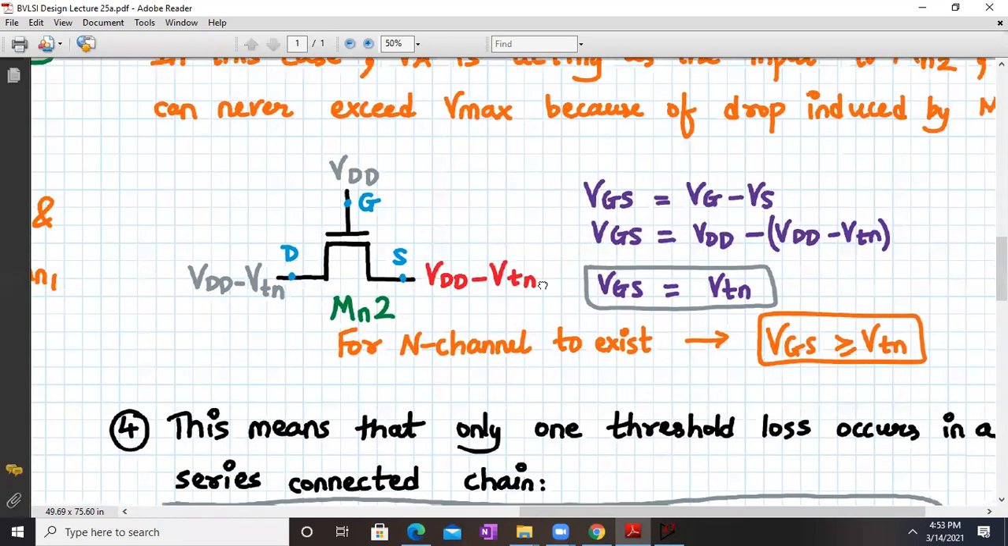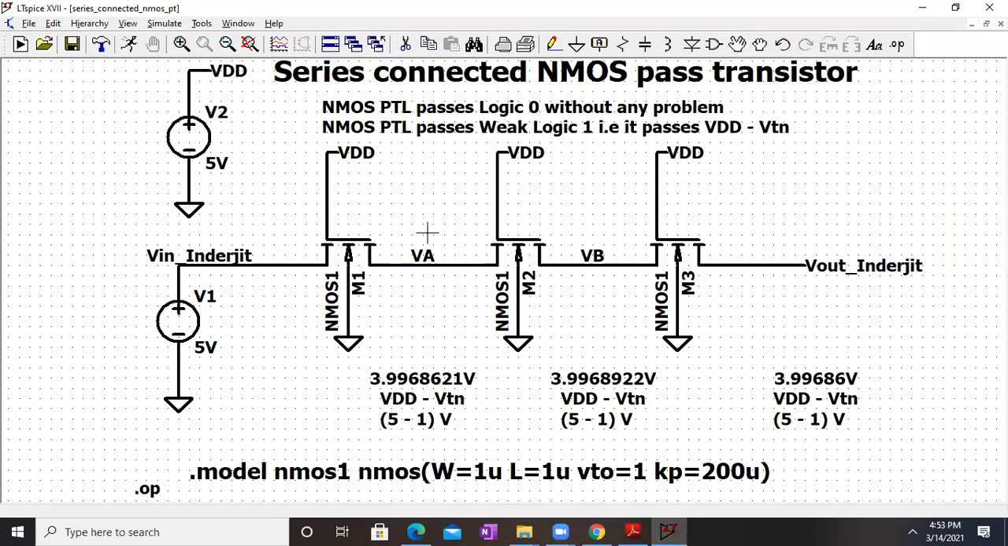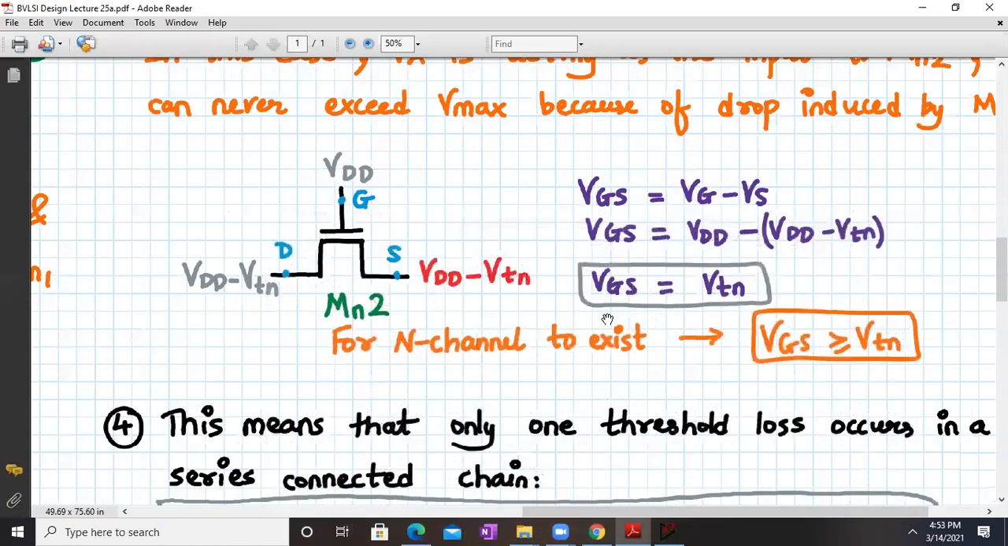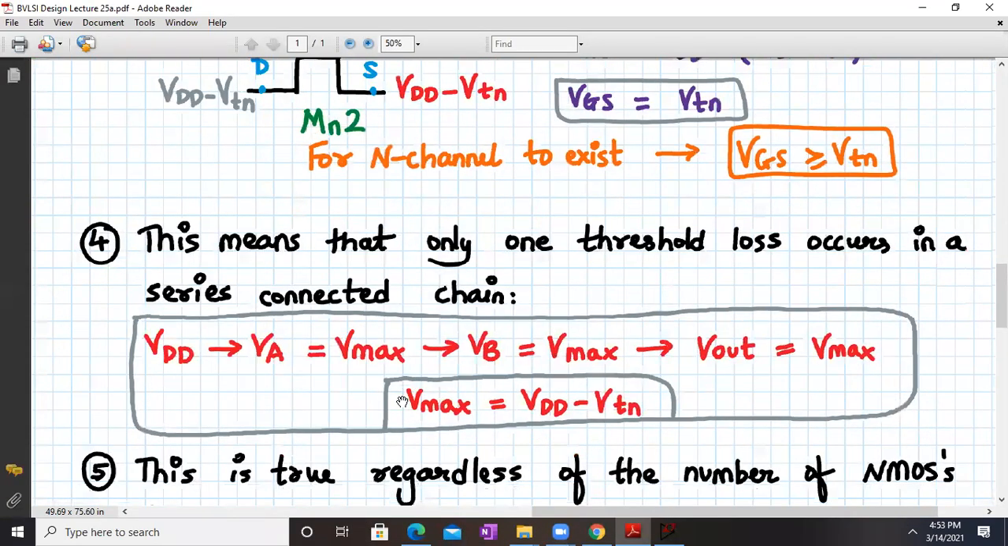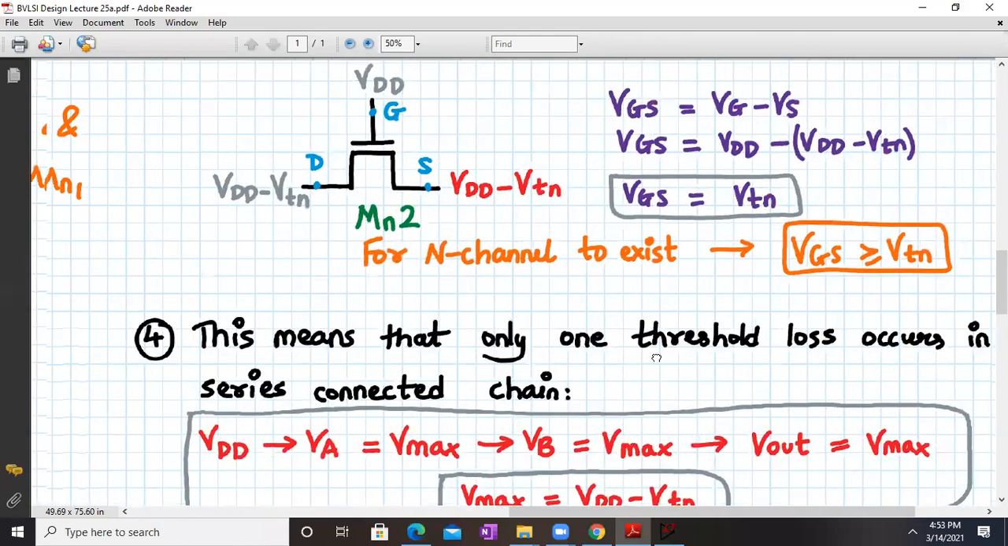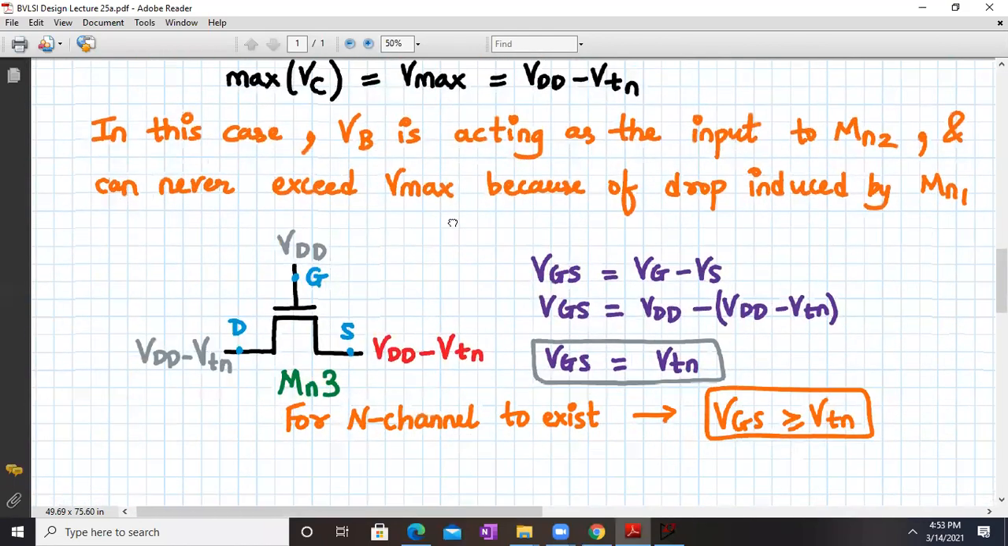So this transistor, VA, is giving 3.99 as the input to the second transistor, and at the output you are getting the same voltage. It depends upon the gate to source voltage being VTN. Similarly, for the third transistor, MN3, again at the drain side we are receiving VDD minus VTN, but the gate voltage is VDD, and the source voltage has to be VDD minus VTN. For the N channel to exist, VGS has to be greater than or equal to VTN.